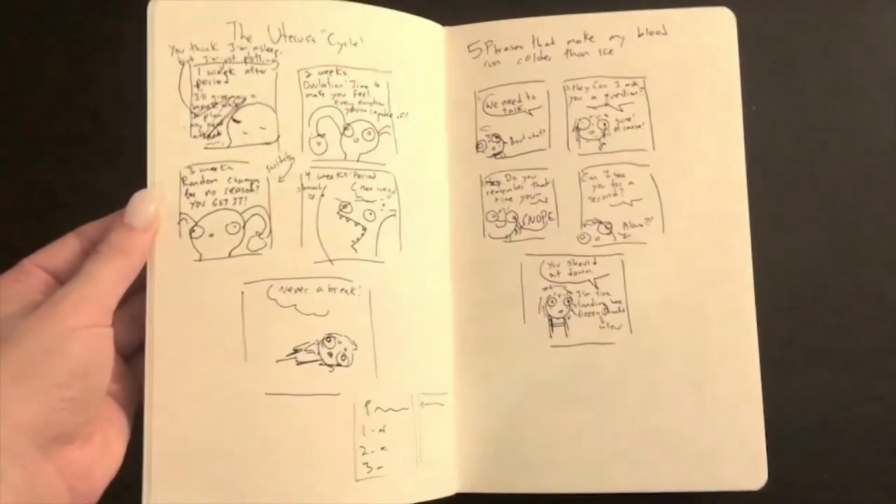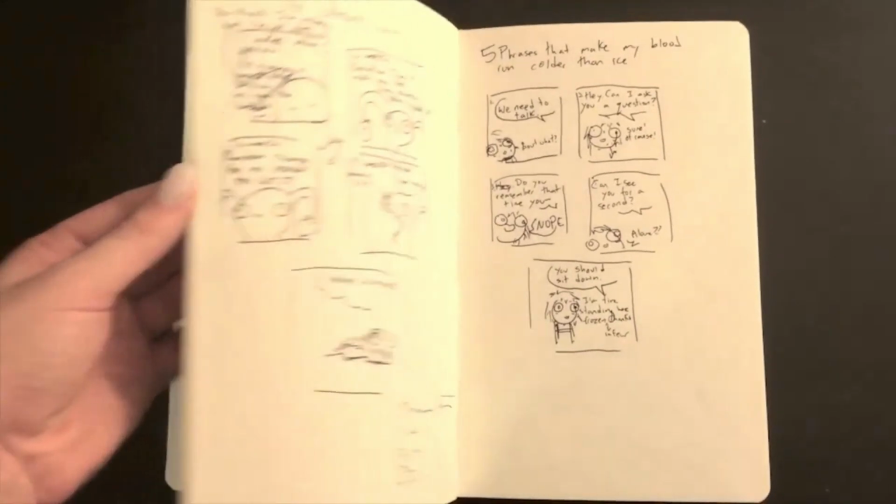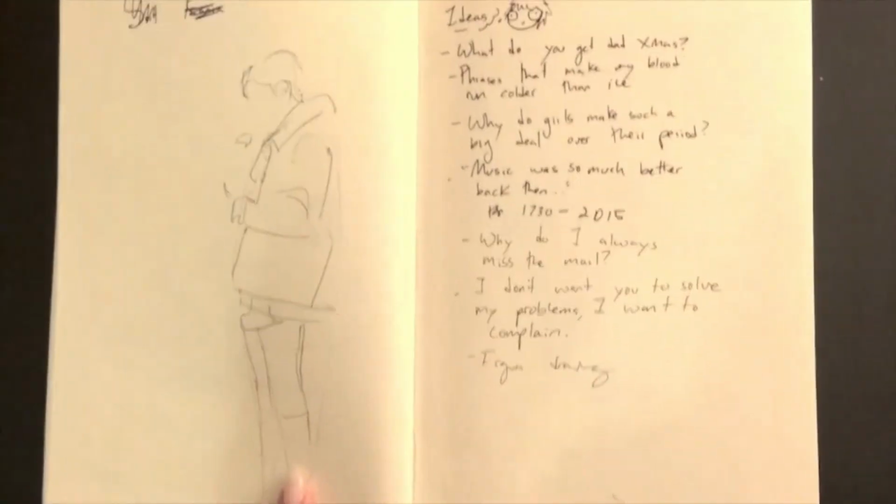First of all, keep a sketchbook and carry it with you. Jot down all of your ideas, whether you think they're funny or not. Just the act of writing stuff out and taking notes can really get those creative juices flowing.